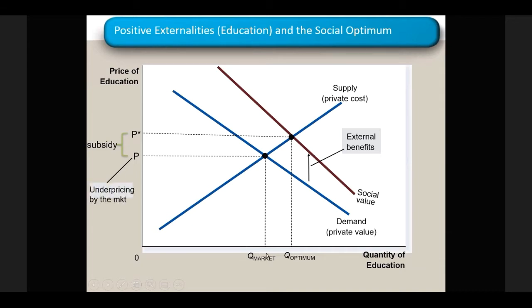And also, you see that when the market produces Q market here and it charges P, P is a way of underpricing, because if the market were to be producing the optimum, the market has to charge P star. The P star should be charged because there are external benefits that accrue. And these external benefits, when they are factored into the benefit structure, it means that what the producer will receive will be higher than what is charged when it produces the market level of output.